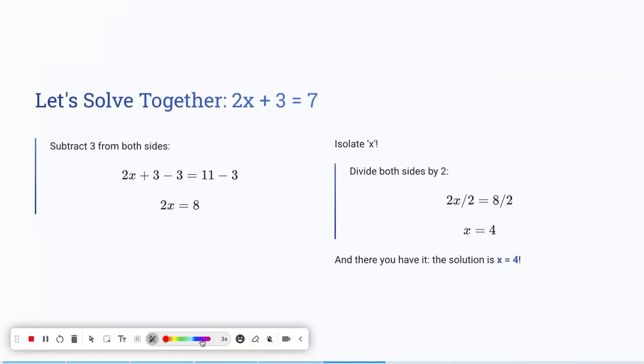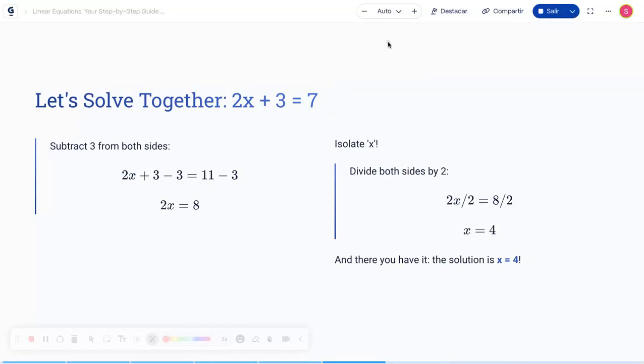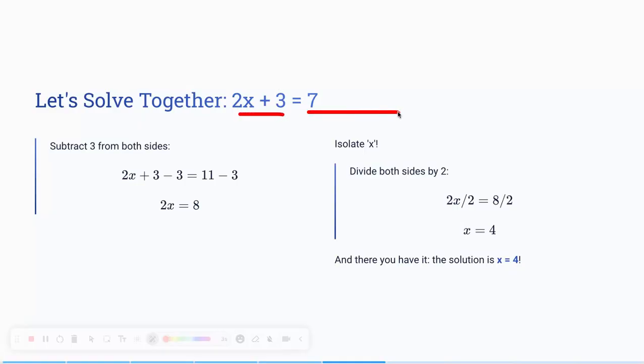Okay, so let's move on to an example. Let's solve together 2x plus 3 equals 7. So then you would subtract 3 from both sides, because remember, balance: the things you do to one side, you're also going to do to the other side. So then we get 2x plus 3 minus 3 on this side, and 7 minus 3 on this side, and then we would get 2x equals 4.